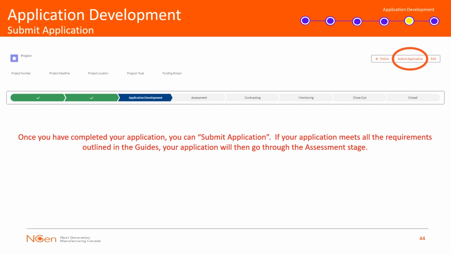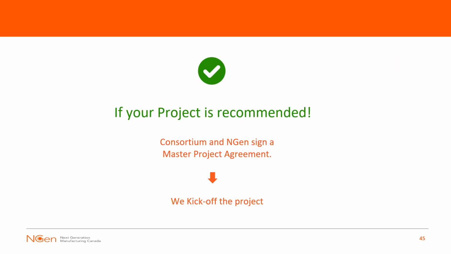Once you have completed your application and all your financials and application details have been reviewed and approved, you can submit your application. If your application meets all the requirements outlined in the guides, your application will then go through the assessment stage. If your project is recommended for funding, you will then begin the contracting process.